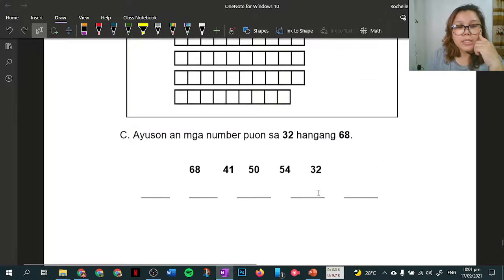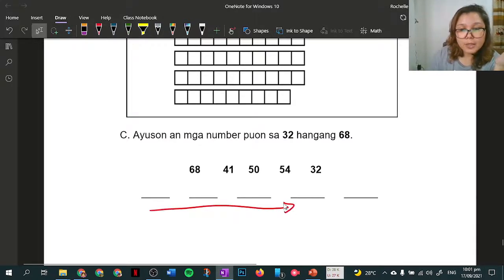And then, for part C, ayuson ang mga number po 32 hanggang 60. So, you need to arrange them in correct series. Alin ba dyan nauuna when you count from 0 to 100? So, write it on the blank. So, it's from left to right. Ano po? So, among these 5, alin dyan ang mauna? Write it here. Alin ang next number? This one. Until you reach the last blank.